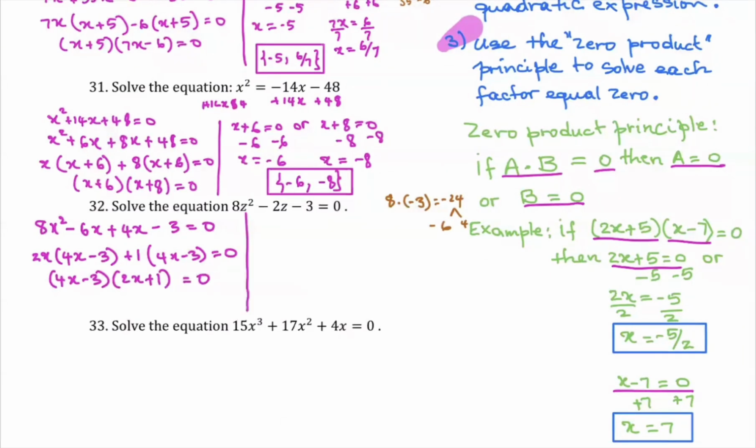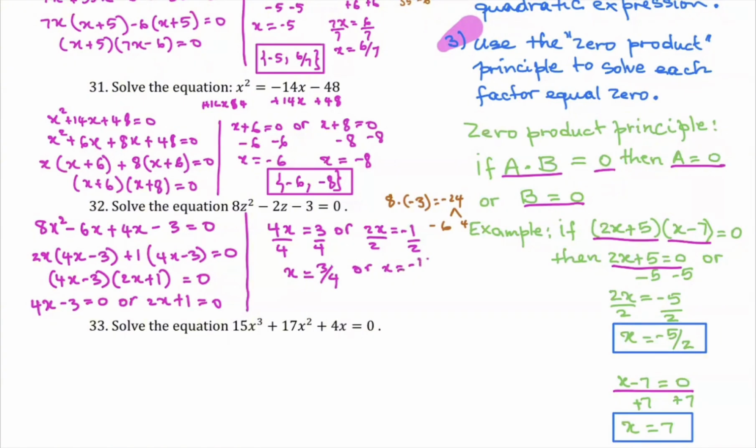So if we solve each, 4x minus 3 equals 0, or 2x plus 1 equals 0, we're going to have, by adding 3 on both sides, 4x equals 3, or by subtracting 1 on both sides, 2x equals -1. If we divide by 4 here and divide by 2 here, we get x equals 3/4, or x equals -1/2. So we're gonna have a solution set that is 3/4 or -1/2.